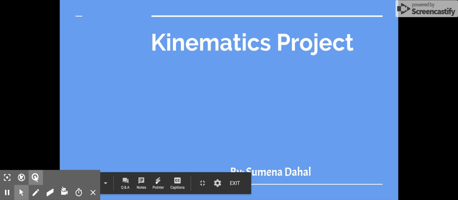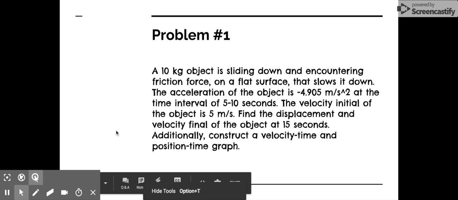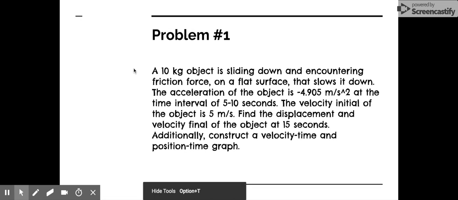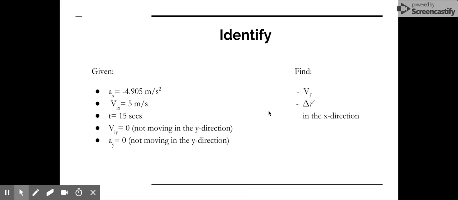So this is the Kinematics project, and we have our first problem here. You can read it out. So we're going to begin by identifying the givens and finds in this equation. So the givens are a sub x is negative 4.905 meters per second squared.